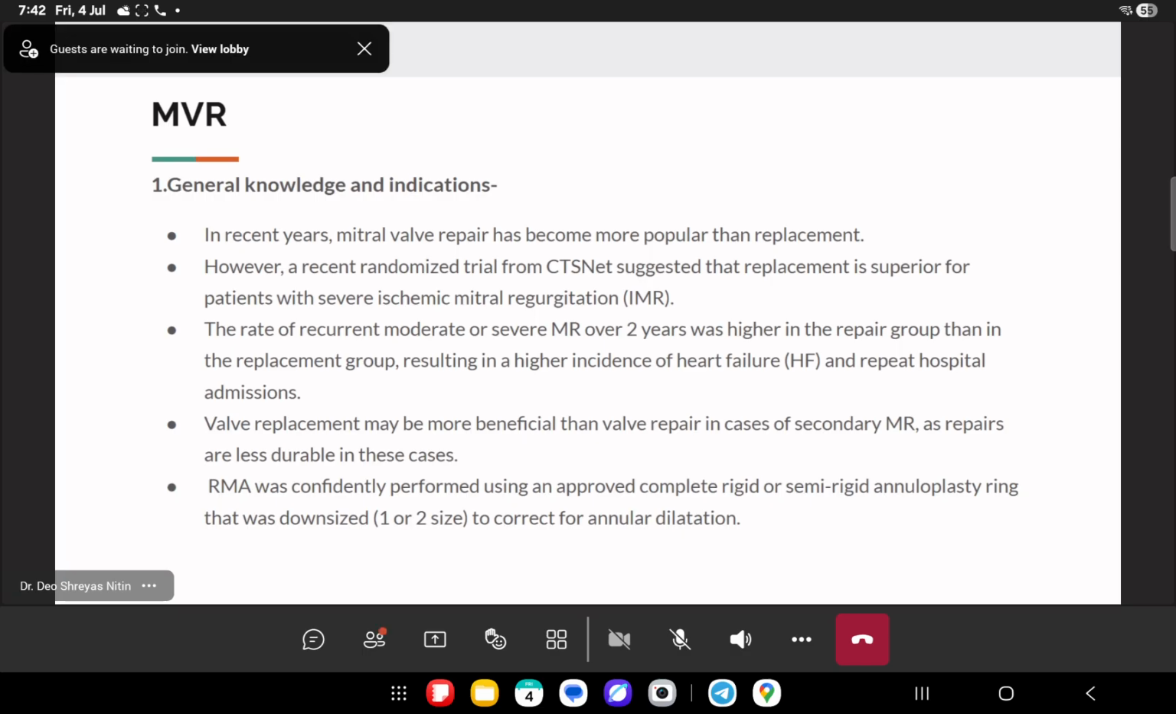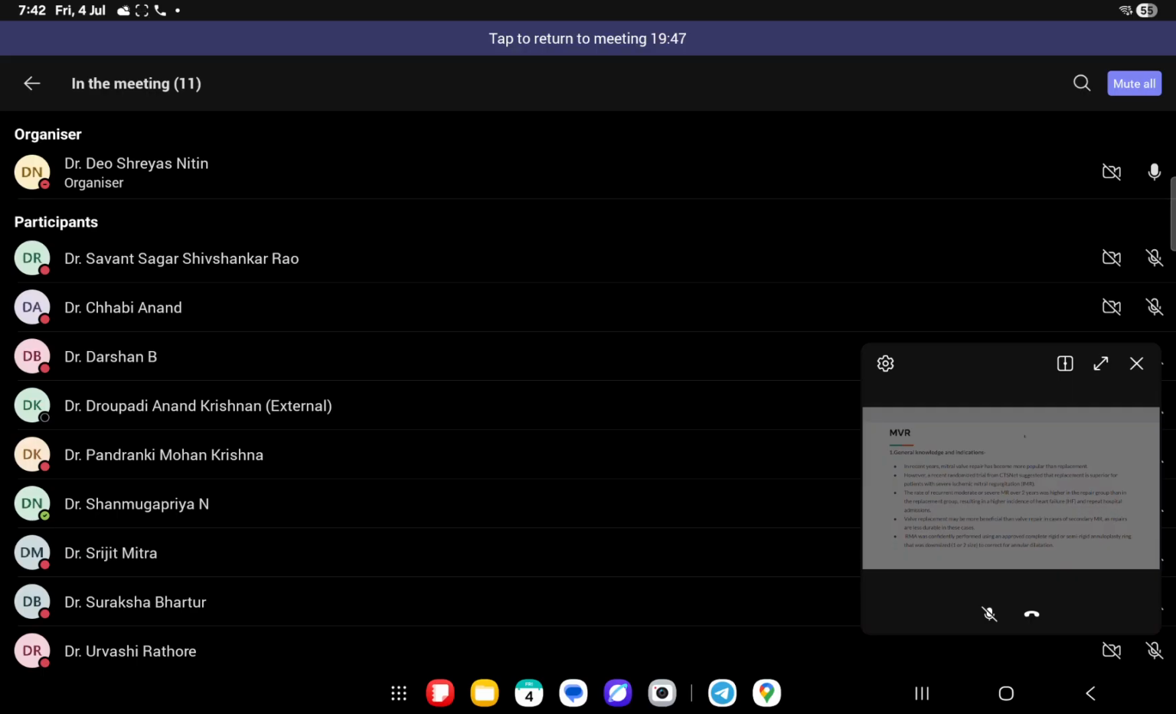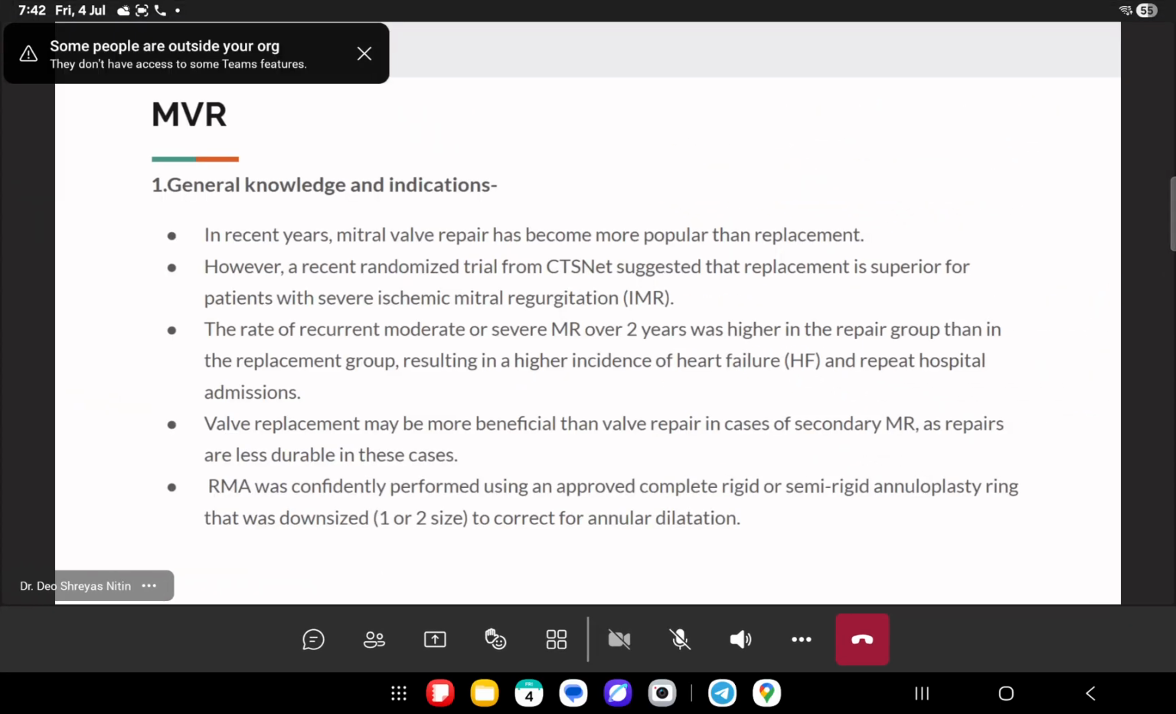The rate of recurrent moderate or severe mitral regurgitation over 2 years was higher in the repair group than in the replacement group, resulting in a higher incidence of heart failure and repeat hospital admissions. Valve replacement may be more beneficial than valve repair in cases of secondary MR, as repairs are less durable in these cases.